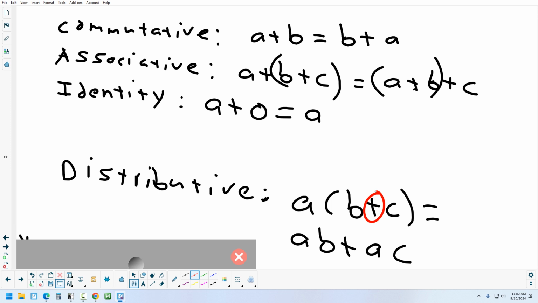You would not do distributive if you have multiplication like this. You don't do 3 times 4 and 3 times 2. You just do 4 times 2 in parentheses is 8. 8 times 3 is 24. Okay, so distributive property doesn't apply with something like that.